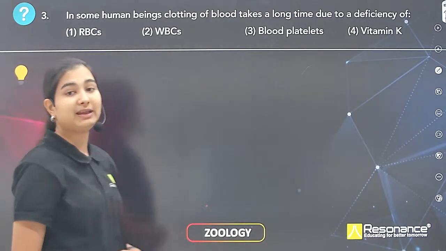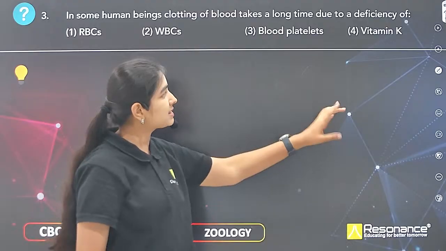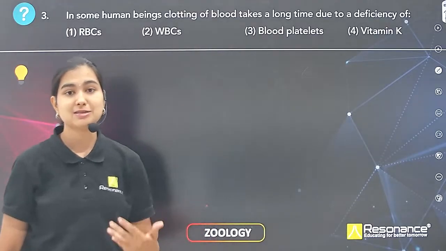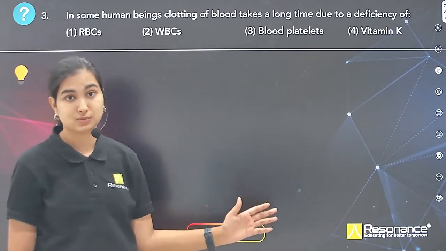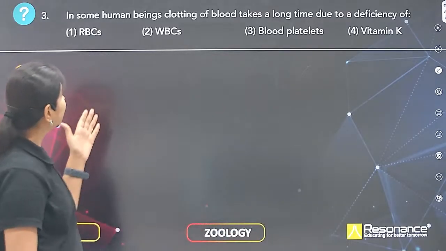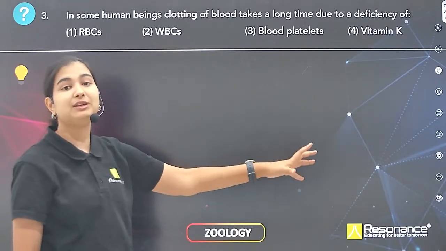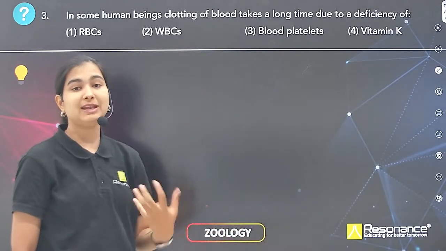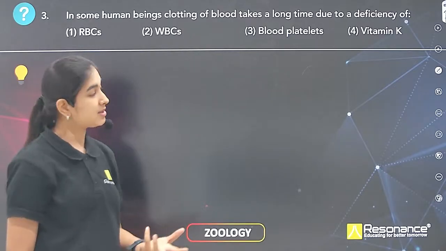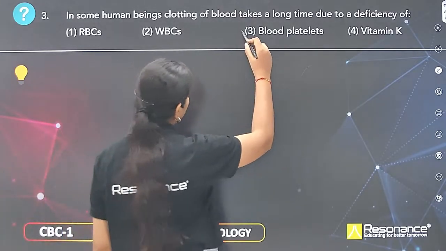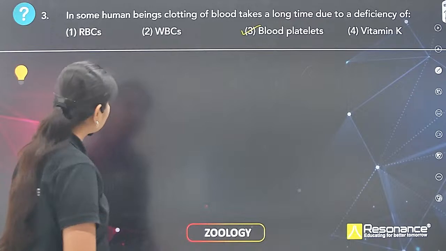Many of you might have confusion about why it's not vitamin K. It increases the clotting, but it is not related here. They are asking in the question, blood takes a long time. Blood takes a short time if you give the vitamin K injection. It will be enhancing this process overall. So the answer is the blood platelets or the thrombocytes for sure.